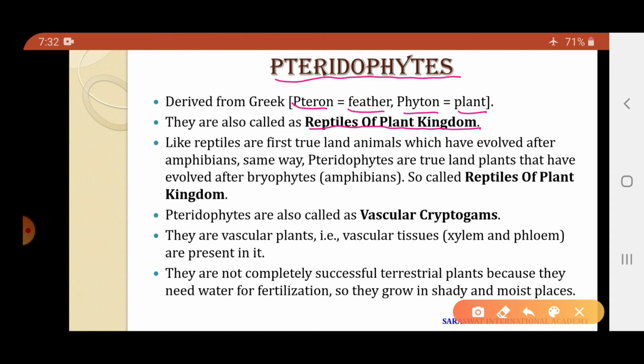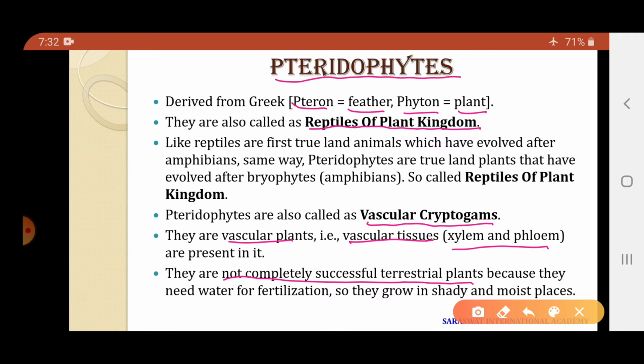Pteridophytes are also called the vascular cryptogams. That is, they are vascular plants, which means they contain vascular tissue. Vascular or conducting tissues like xylem and phloem are present in them. Bryophytes were devoid of xylem and phloem, but pteridophytes are vascular plants which consist of xylem and phloem. But we need to keep in mind that they are not completely successful terrestrial plants.